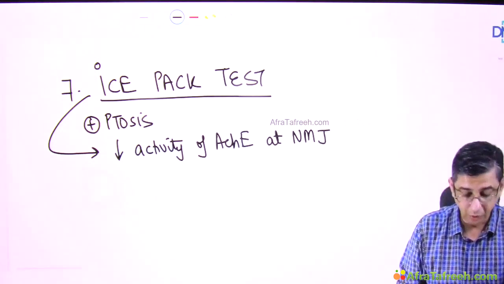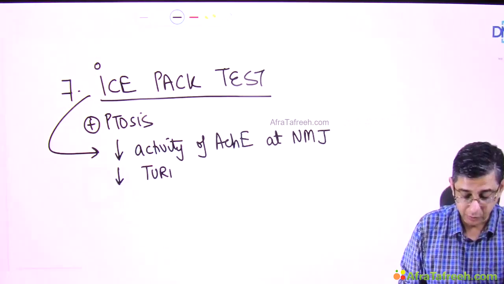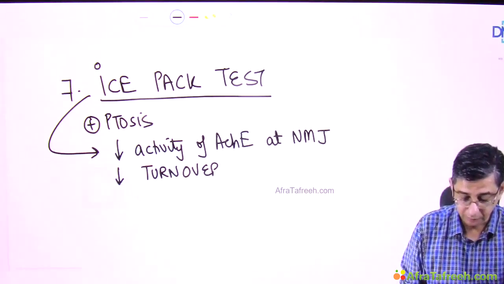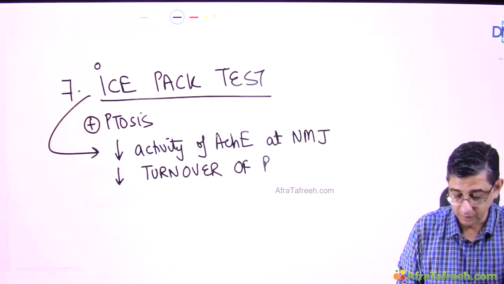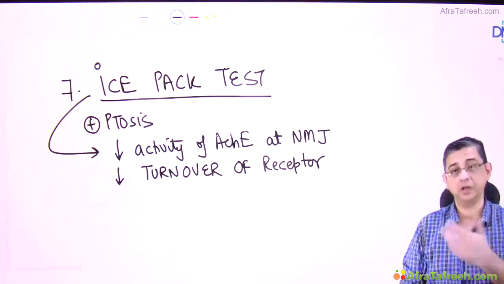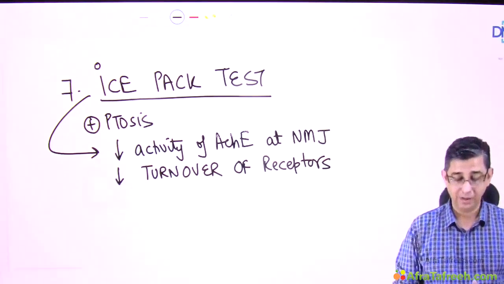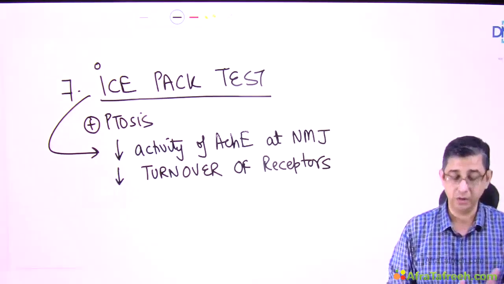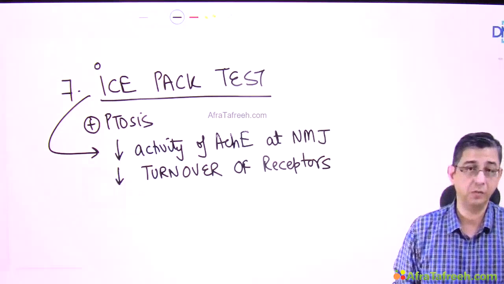Second, it will also contribute to a decrease in the turnover of the receptors. You see, the acetylcholine receptors are formed, then they're degraded. So this decreases the turnover of the receptors as well. In myasthenia gravis, the turnover of the receptors is increased. Here we are having a downgrade of the turnover of the receptors. So ultimately, acetylcholine levels are increasing, and they are able to act on a greater number of receptors. Both are of benefit for us.